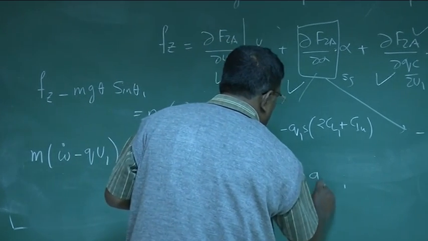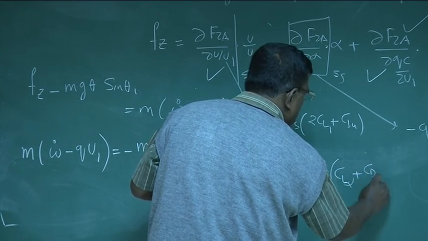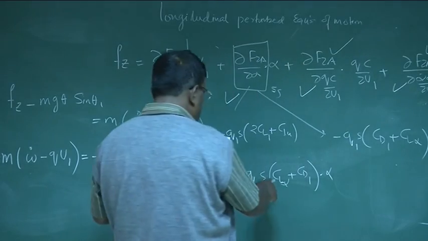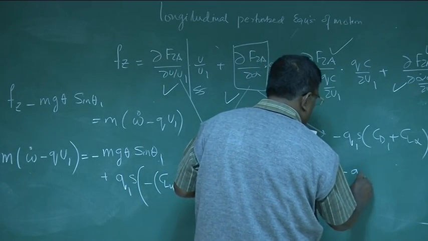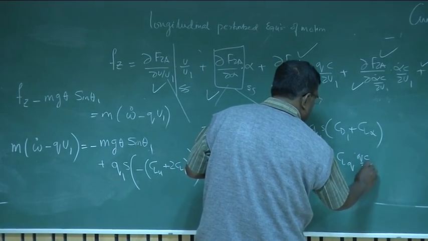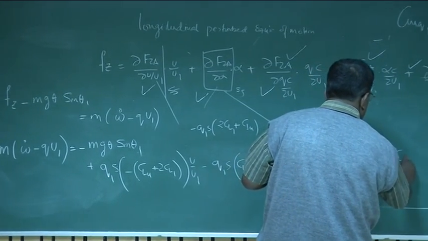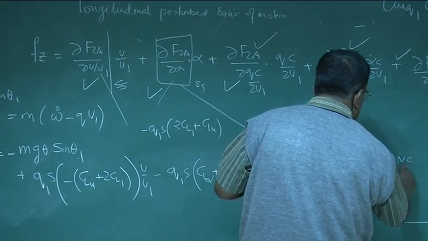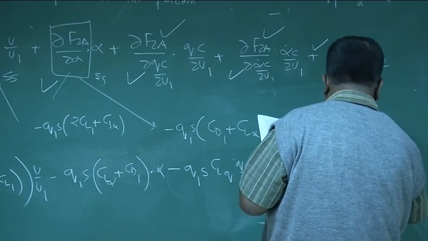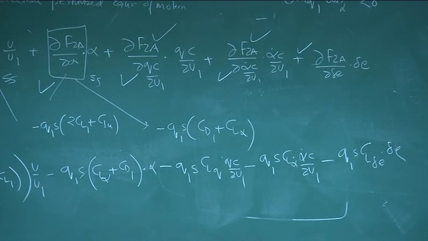Similarly, minus q1s CL alpha plus CD1 into alpha. We're just substituting those values. Similarly, minus q1s CL alpha, very good. Then minus q1s CL q into qc by 2u1. Similarly, minus q1s CL alpha dot into alpha dot c by 2u1, and then minus q1s CL delta e into delta e. So that becomes my second equation.